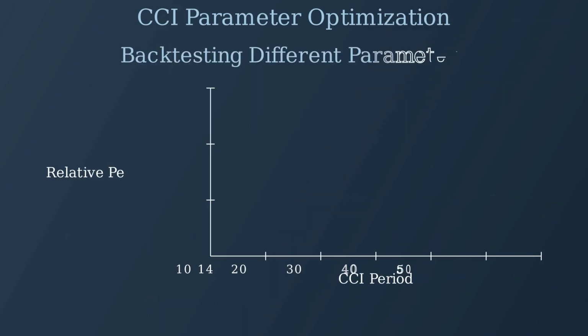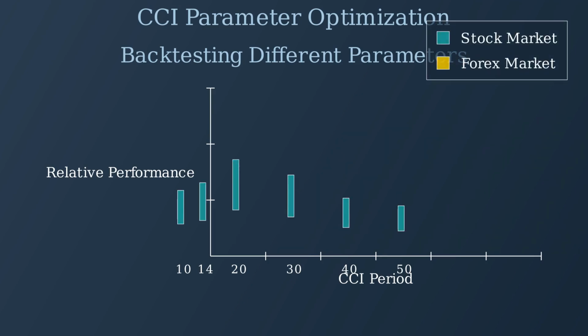Backtesting is crucial when optimizing CCI parameters. Different markets and assets respond better to specific settings. As we can see in this performance comparison, stock markets tend to perform better with medium-length CCI periods around 20, while Forex markets often show better results with shorter periods, like 10 or 14, which capture the faster price movements typical in currency trading.